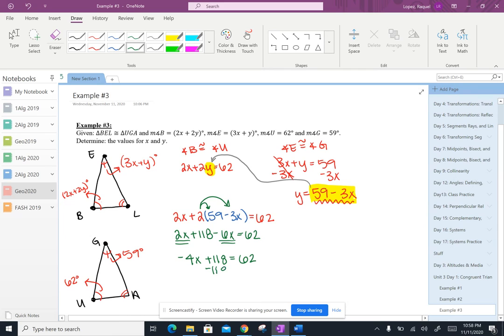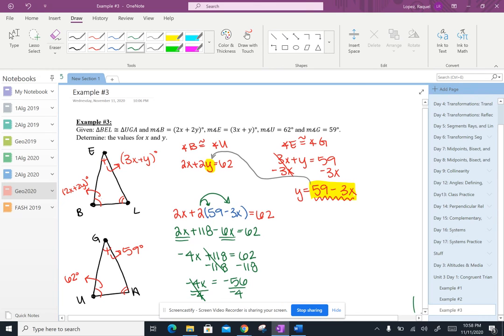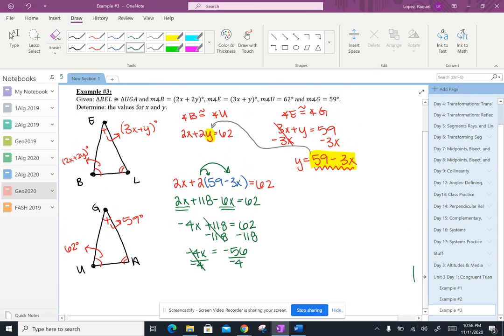So I'm going to subtract 118 on both sides. So 62 minus 118. And that gets me negative 4x equals negative 56. And then our final step is to divide both sides by negative 4. And we end up with x equals positive 14, because a negative divided by a negative is a positive.